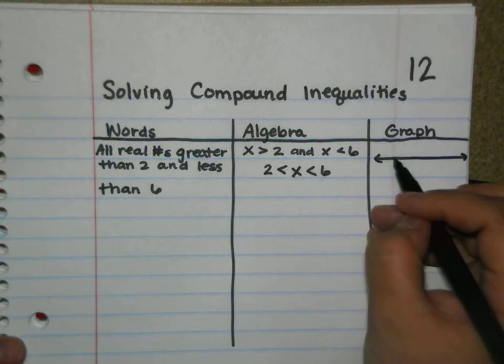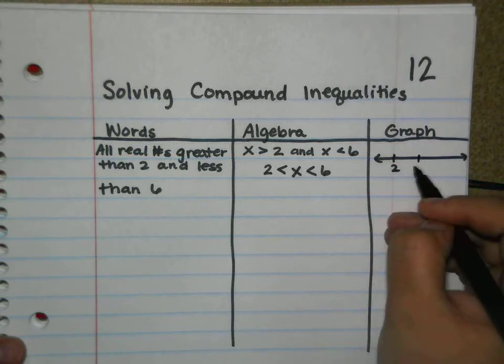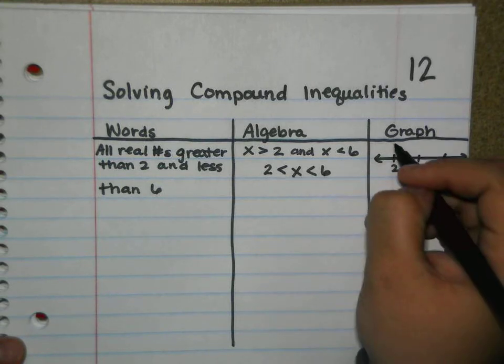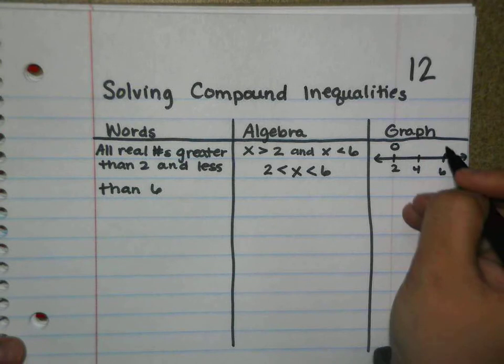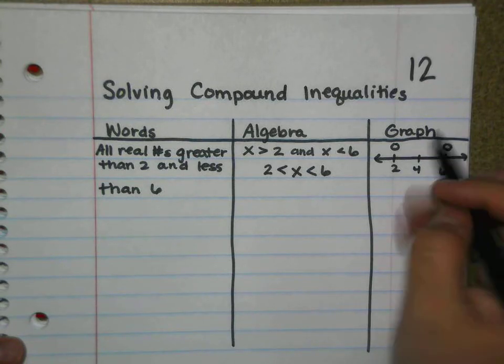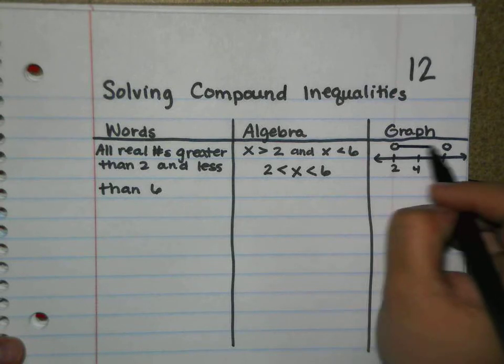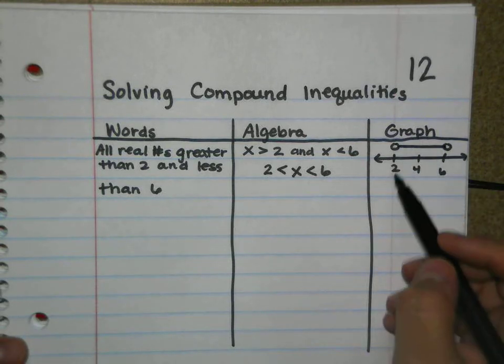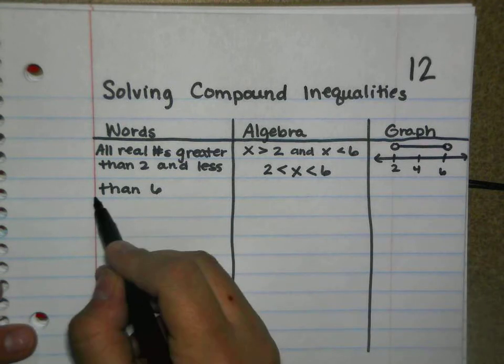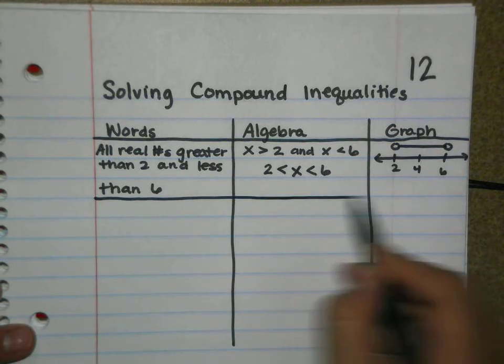Okay, so your graph, let's just put down 2, 4, and 6. 2 here is open, so open circle, and 6 here is also open because it's not also equal to, and then it's going to be the line in between that. These are all the numbers that are greater than 2 but less than 6. Okay, let's look at another case.